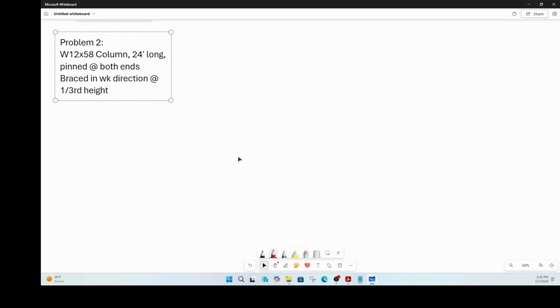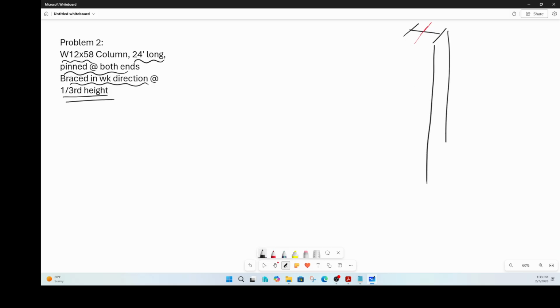We just have a column. We have a W12 by 58 column, 24 feet long, pinned at both ends, braced in the weak direction at 1/3 height. Okay, that means you have an I section like that, and imagine this is the strong axis, and this I section is running like that, correct?